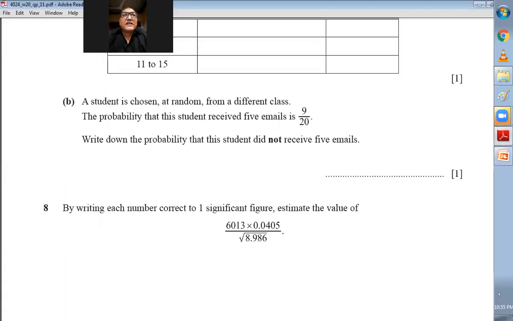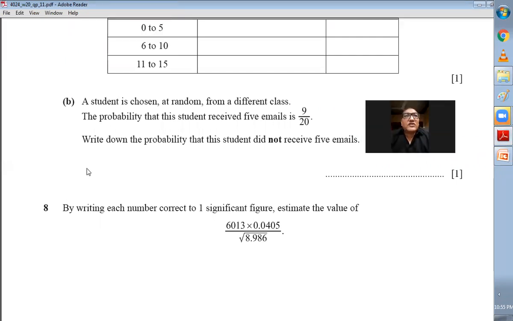In the next part, he says a student is chosen at random from a different class. The probability that this student received 5 emails is 9 by 20. Write down the probability that this student did not receive 5 emails. It's a very simple question on probability. You see, if the probability of getting something is 9 by 20, then the probability of not getting that thing will be 1 minus 9 by 20.